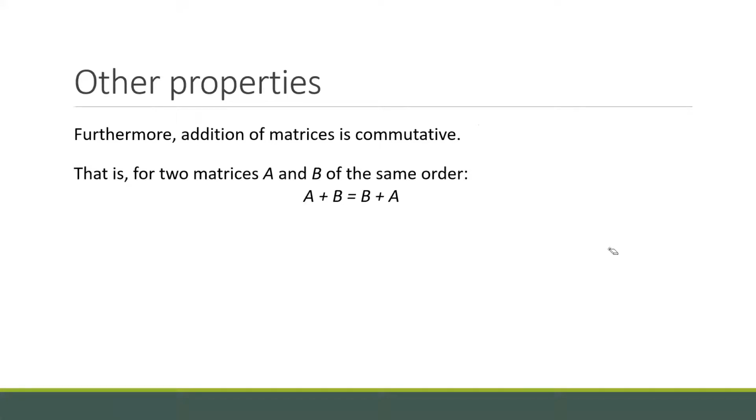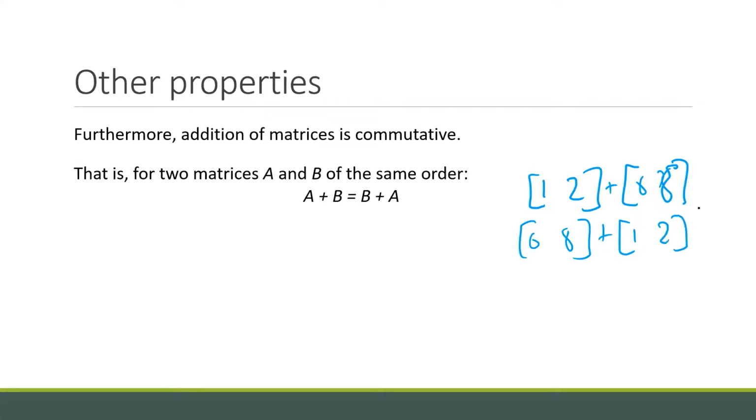So commutative property just means that if I have a matrix, let's just do a matrix here really quickly, 1, 2, and we'll add it to 6, 8. It doesn't matter if I do 1, 2 plus 6, 8, or if I do 6, 8 plus 1, 2. They will both result in the matrix 7, 10. Doesn't matter which order I do it in. The reason that's going to become important is because later on there are situations where the order of things is important. But we're going to come to that when we get to it.